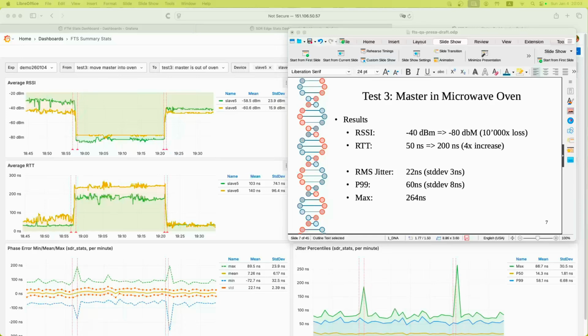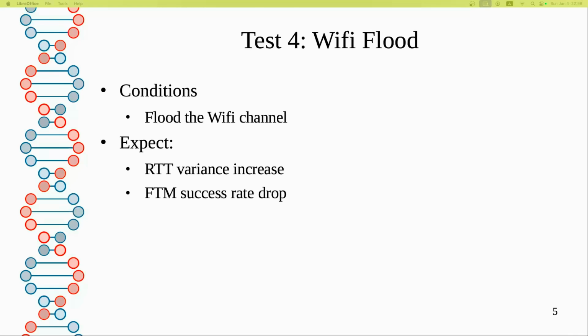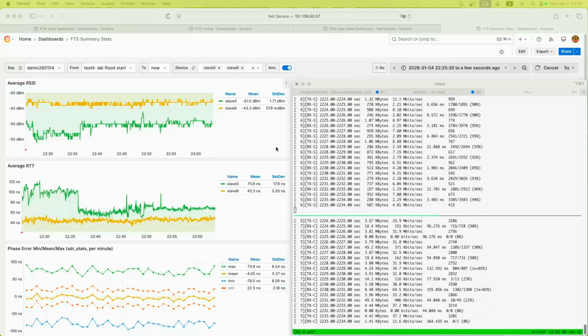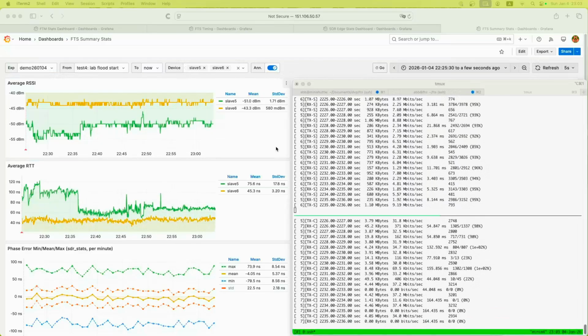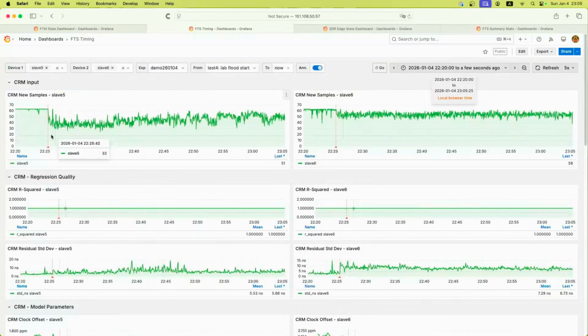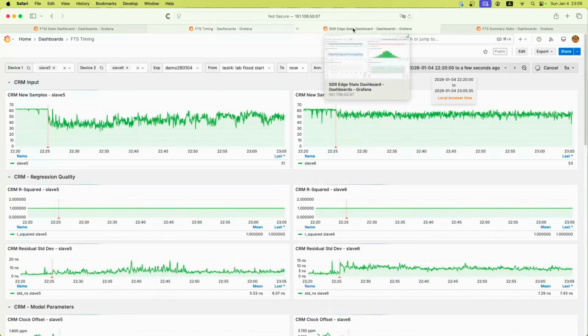In the next test, I will flood Wi-Fi channel. It should increase variance of time of flight and drop success rate for FTM. Here I have been running flood test for last half an hour. You can see that every FTM session results in around 30 successful FTM reports, and looks like it's enough to keep the system going.